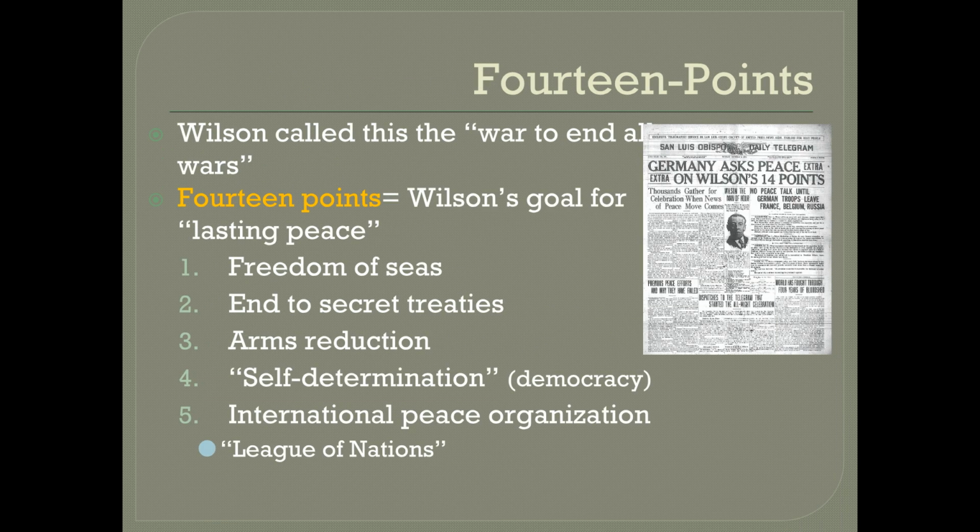Wilson had come up with a plan to end the war. He had an idea known as the 14 points. This was Wilson's goal for lasting peace. And of course, here are a few of those things. He believed in freedom of the seas, that the seas were open, and an end to secret treaties. So these alliances, remember, alliances played a huge role in starting this war.